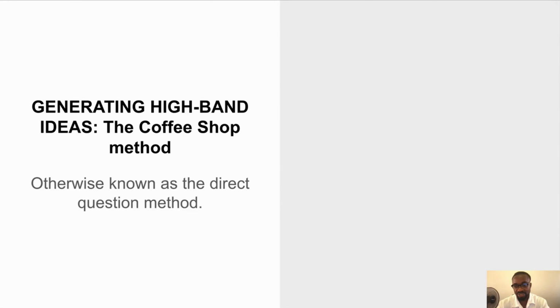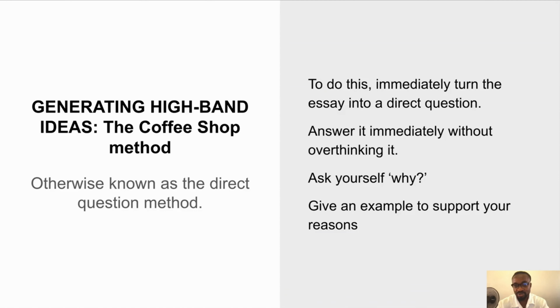After doing your question analysis, the next thing you should do quickly is generating ideas. You've now understood the question properly, courtesy of the question analysis you did. With that understanding, you're going to make use of what we call the coffee shop method to generate ideas that are relevant to what you understood in the question. So this coffee shop method is otherwise known as the direct question method, and there are four steps to this.